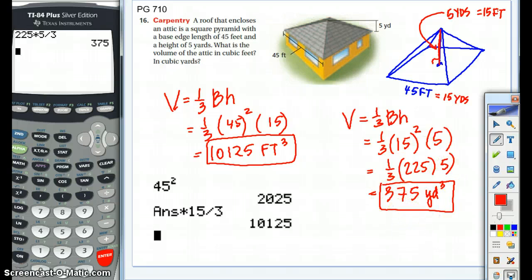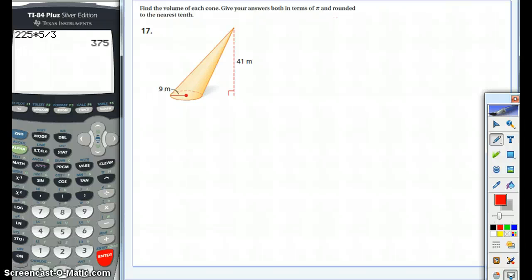All right, we're going to finish this up with looking at problem number 17. We're asked to find the volume of each cone, give your answer in terms of pi, and round it to the nearest tenth. Kind of the way I always like to do it. The key thing here is they've given you the perpendicular to the base, okay? And that's what we need when we're finding the volume. When we talk about the height of a cone or a prism or a pyramid, we always mean perpendicular from the top vertex down to the base.